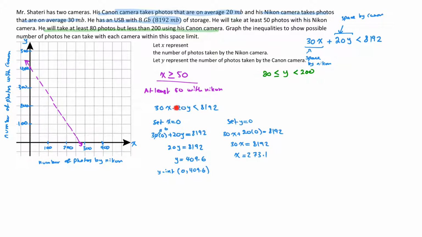So if 20y is less, if the y is less, that means that I have to shade below the line. And if 30x is less, that means that I have to shade to the left-hand side of the line, which both of them are consistent. Both of them are in this region over here. So I will now put some arrows indicating this direction.